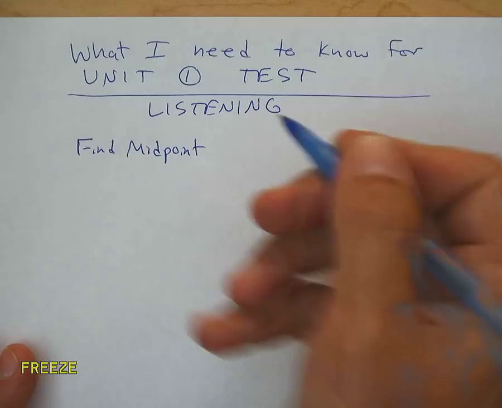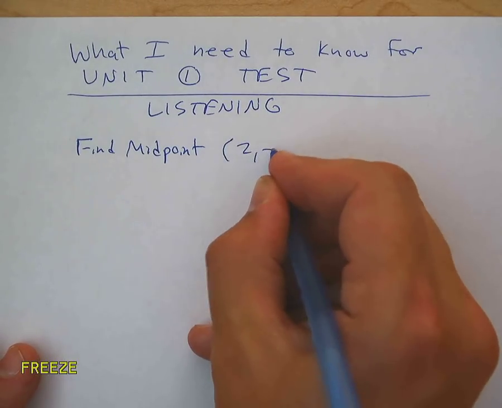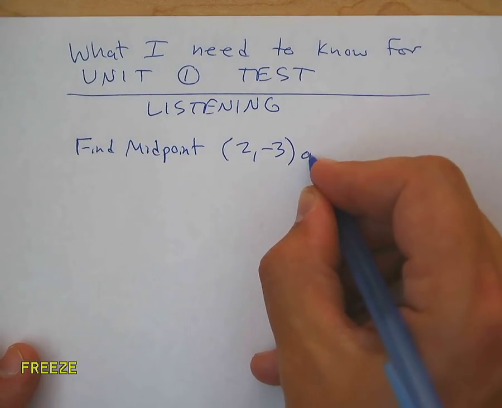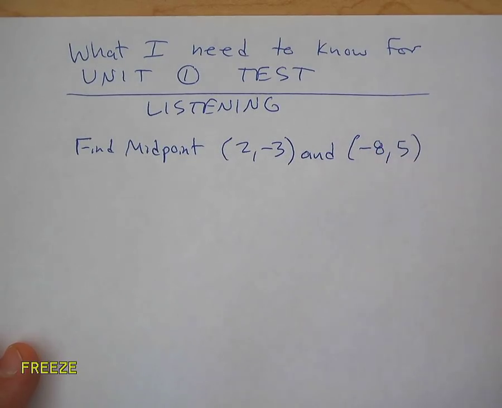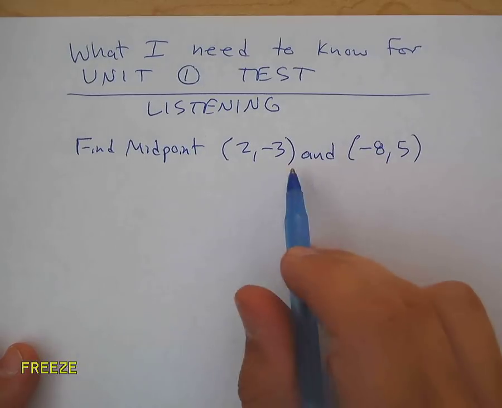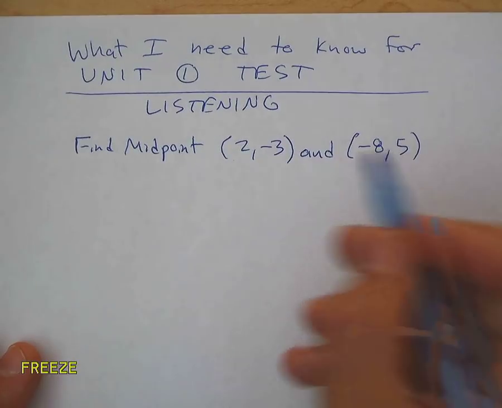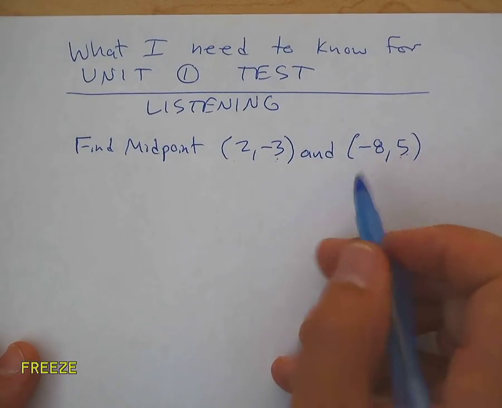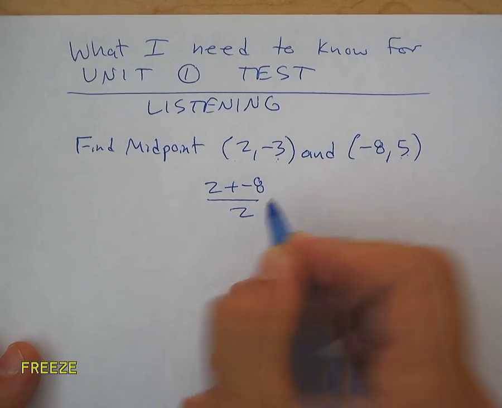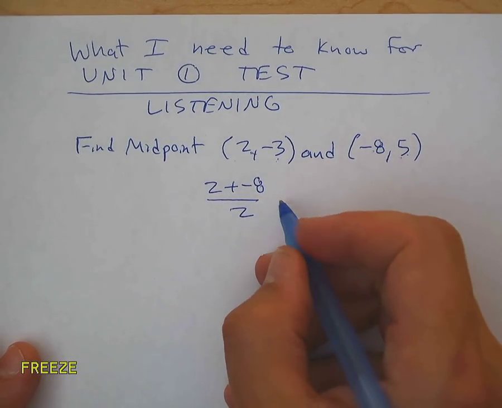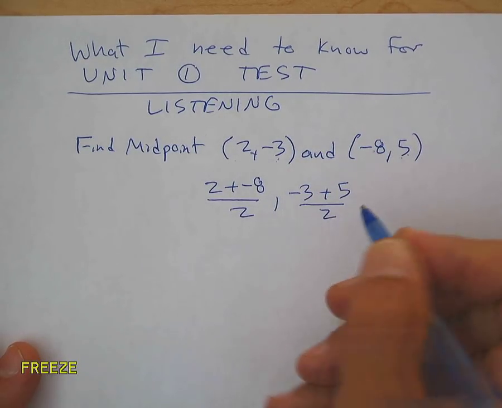All right, so the midpoint, for instance, here's an example problem. If I have the point (2, -3) and the point (-8, 5), and I want to find the midpoint of those 2 points, this will be on the test. We have to add the x's together and divide by 2, and add the y's together and divide by 2. So I'm going to take 2 plus -8 divided by 2. Those are the x values. And I'm going to take -3 plus 5 and divide it by 2.